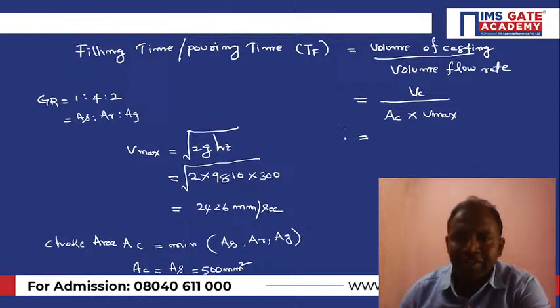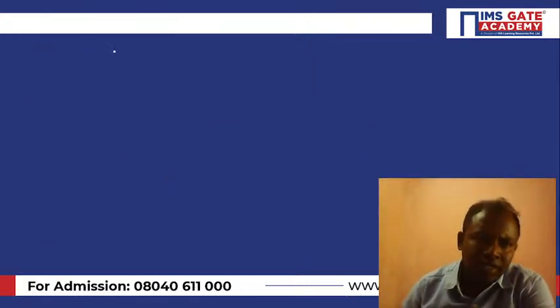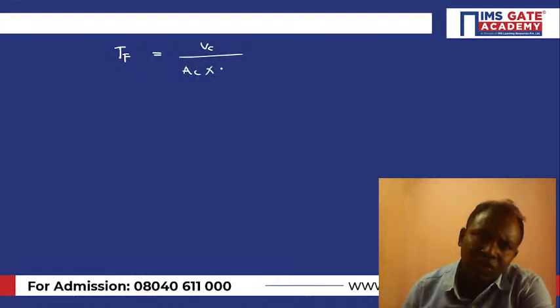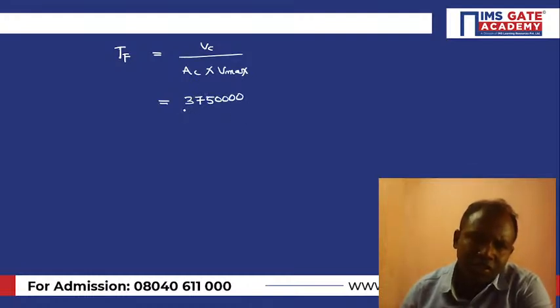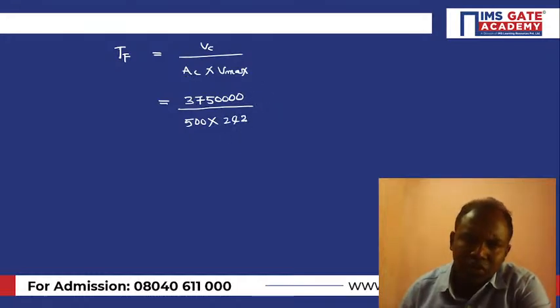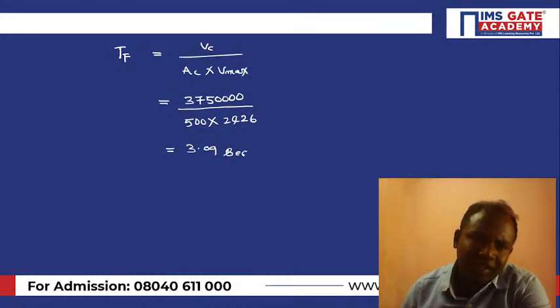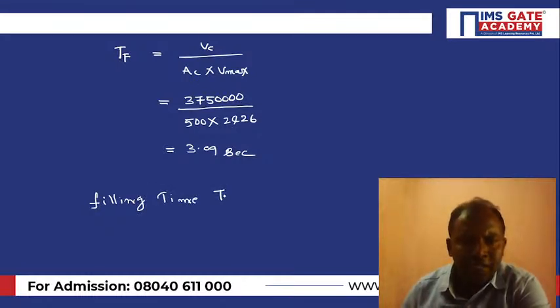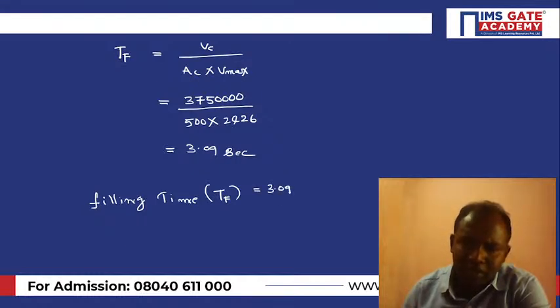All right guys, now here we'll come to know what is the pouring time. So we'll go for the next slide. Pouring time is equal to volume of casting divided by choke area into V_max. Now here it is 3750000 divided by choke area, 500 mm square, because it is the smallest one among all the gating elements, and 2426 mm per second. Now if you solve this equation, you are going to get 0.39 seconds. So now your filling time for this cavity is T_F, 0.39 seconds.